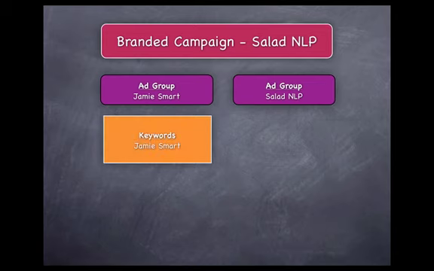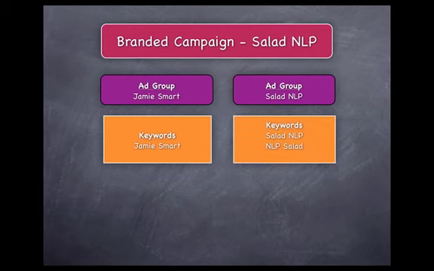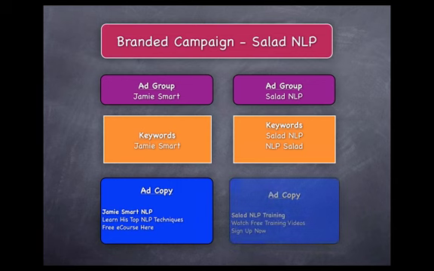And you can see that I only have one keyword in there. You don't always have to have lots of keywords, especially with a branded campaign. And you can see that the text ads stay consistent and reflect the ad group name. So ad group Jamie Smart, keyword Jamie Smart, and I have Jamie Smart in the ad copy, and the same for Salad. The reason I've done that is that some people who know about Jamie may not know about Salad at the time they're searching, and people who have heard about Salad may not have heard about Jamie.